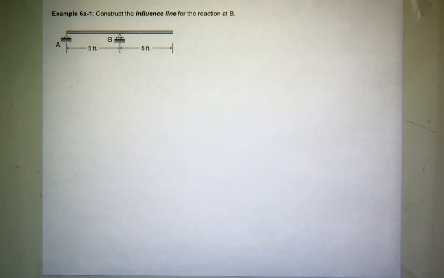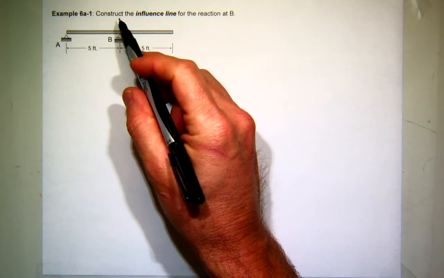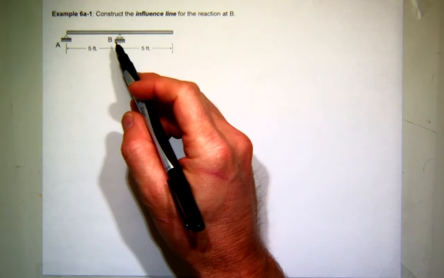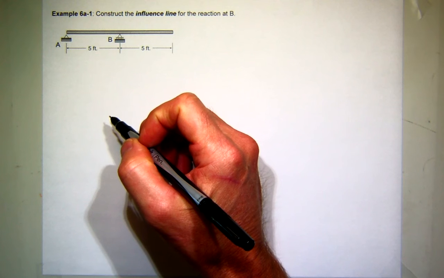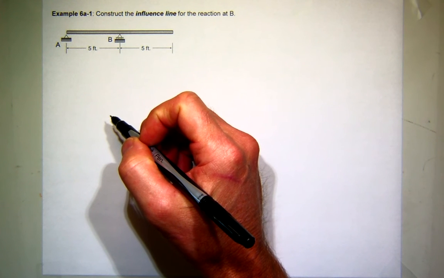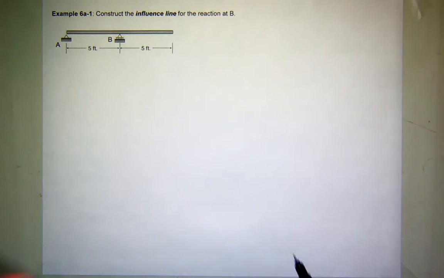Alright, so let's work on this problem. This is one of our first influence line problems. I want to construct the influence line for the reaction at B. How can I find the reaction at B? In general, if I want to find the reaction at B to a load, how would I do it? Sum the moments. So we're going to do the same thing.